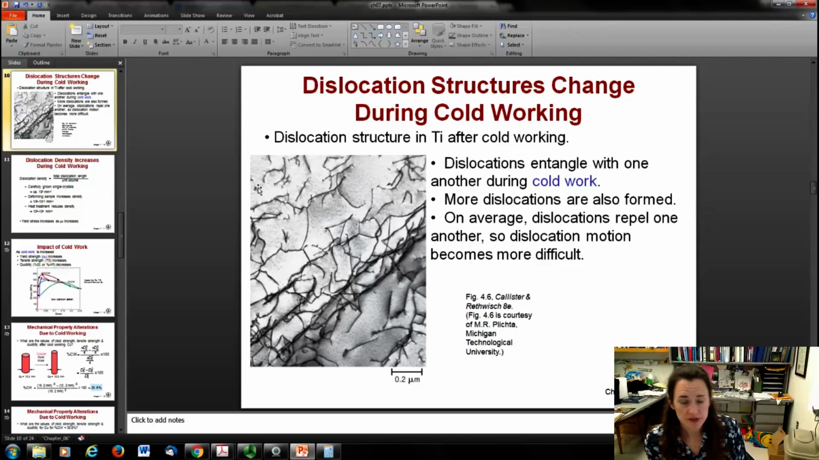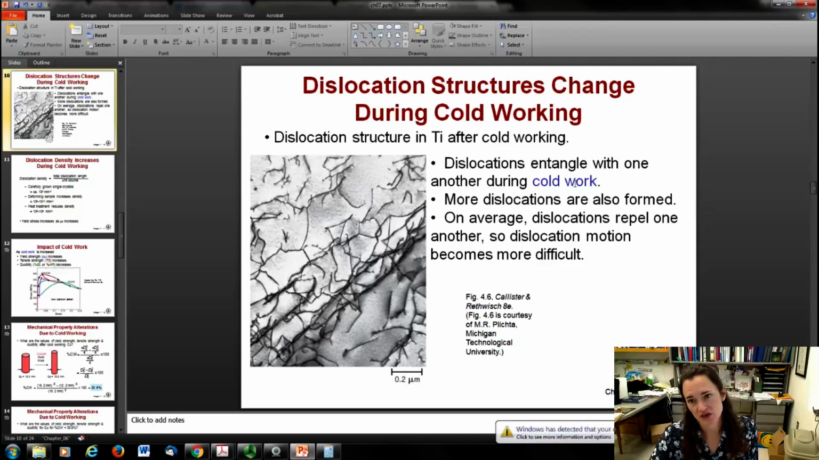This is a scanning electron microscope image, and of course the dislocations and the slips, the defects, show up as these little dark lines within the material. So these are the defect regions. And you can see that this is for titanium after it's been cold worked, and you can see that the dislocations are all tangled up. It looks kind of like spaghetti there.